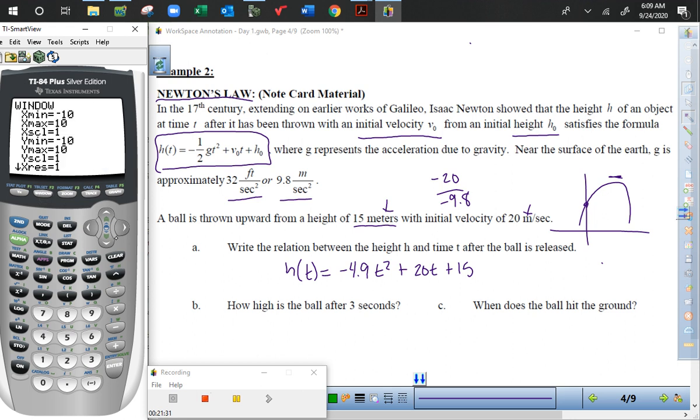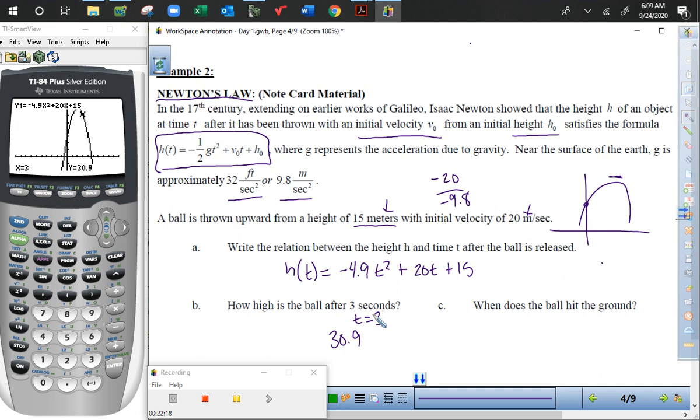So if I go to my window and my y-max, I'm going to just change this to 40 and count by 5. And then that would allow me to see the entirety of my graph so I can answer all types of questions. For this one, we just have to type in t equals 3 or trace 3. And it gives us 30.9. That's talking about the height. It's measured in meters here.